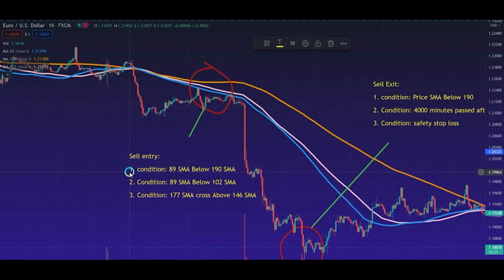So the second condition is the following: when the 89 simple moving average is below the 102 simple moving average, which is the white, and then our second condition is perfect and we can check. So it is, as you see here, perfect. So now it seems like it will be a great entry for a sell trade, but of course we have to wait for the cross. So let's see this cross.